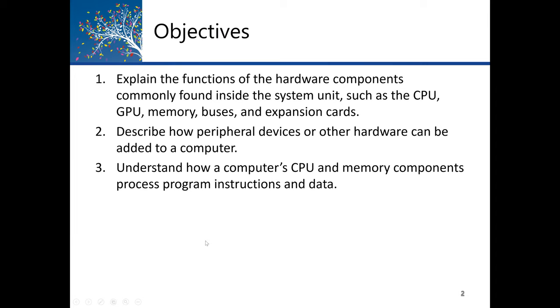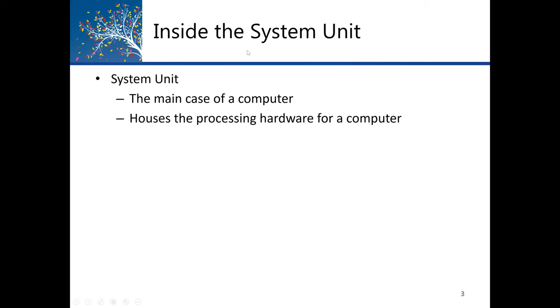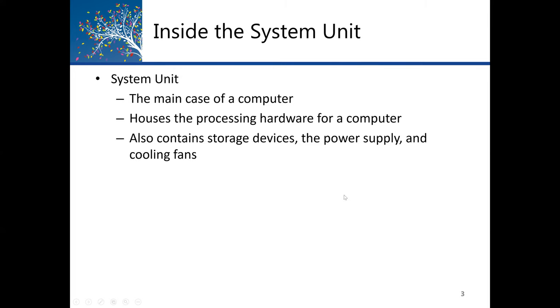Also, we're going to understand how a computer CPU and memory component process program instructions and data. So first, we start with inside the system unit. The system unit is the main case of a computer. So a computer system is the whole box or the case of a computer. And normally it houses the processing hardware for a computer. Also, it contains the storage device, the power supply, and the cooling fans.